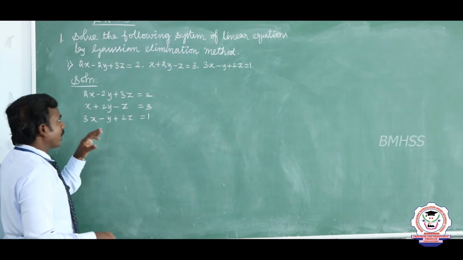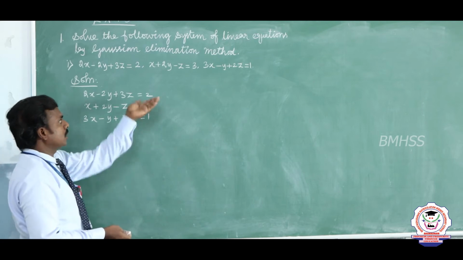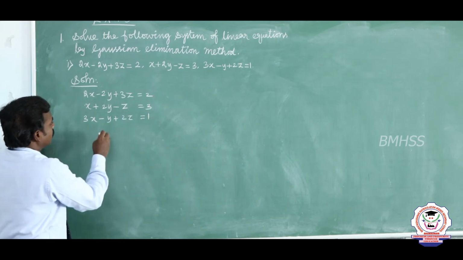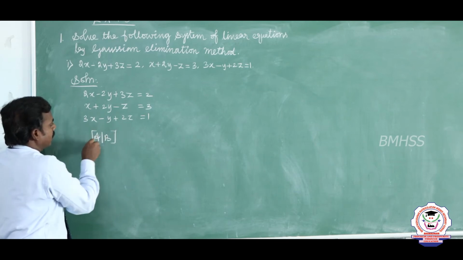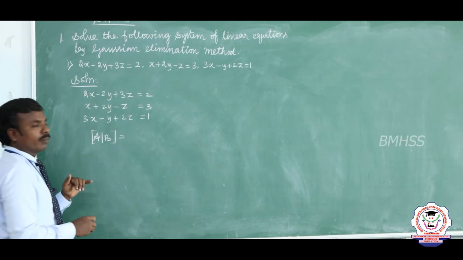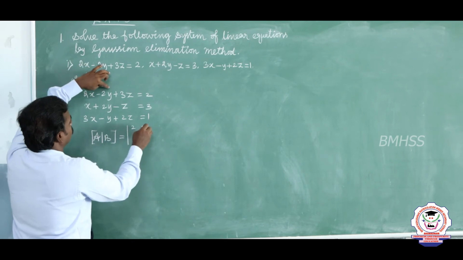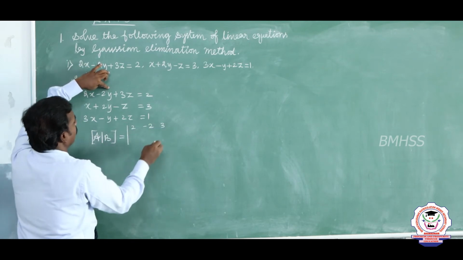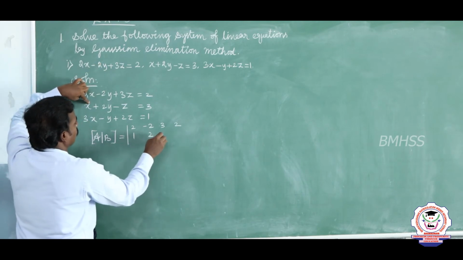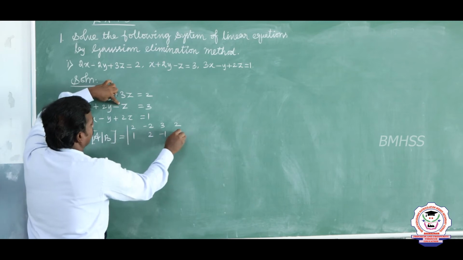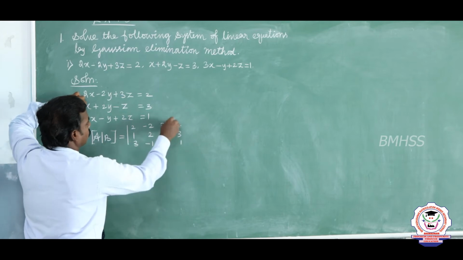From this, I am going to write the augmented matrix of A and B. A is nothing but the coefficients of x, y, z. B matrix is the constant values. So I am going to write the augmented matrix of A and B. From this, 2, minus 2, 3 and the constant is 2. 1, 2, minus 1 and 3. 3, minus 1, 2, 1. So, this is the augmented matrix.